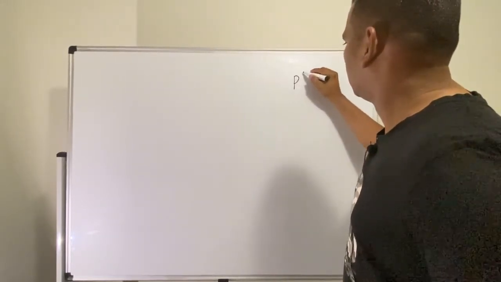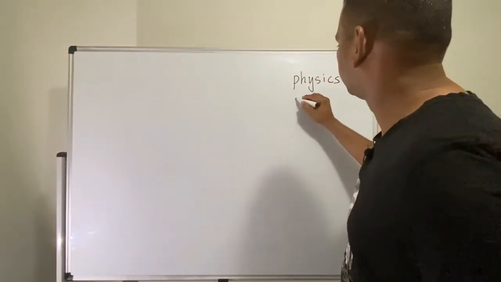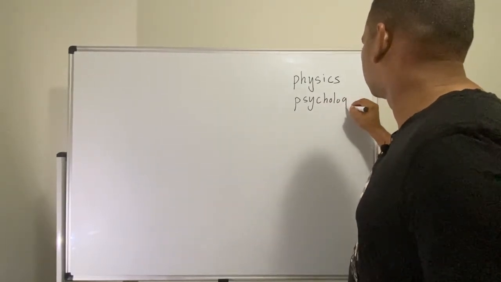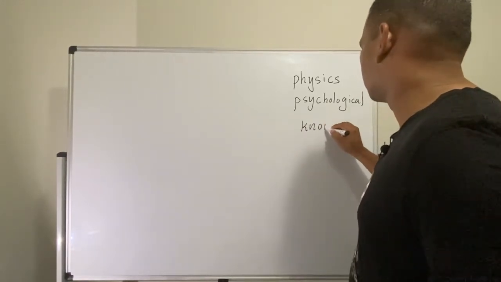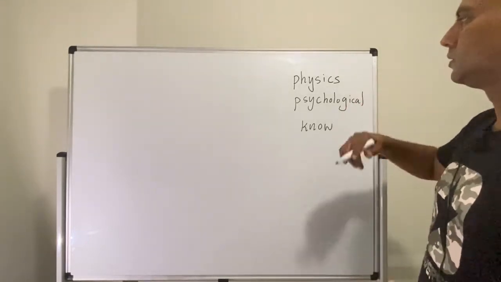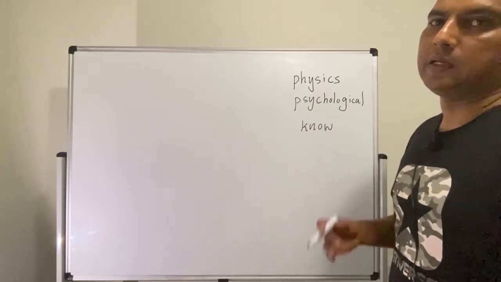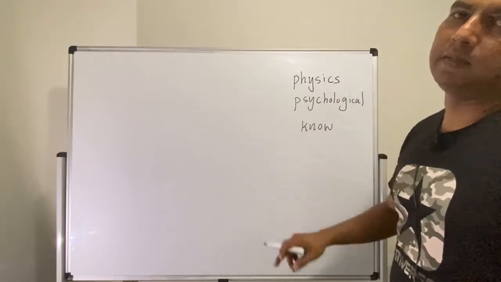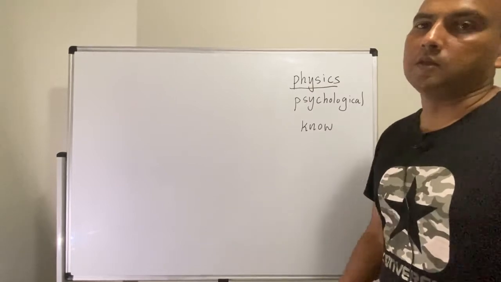If you take these words, for example, physics, bhautika vidya. So what happens is, this ph comes together and gives the sound f. So therefore, if you look for this word in the F section, you will never find it. So it's important for you to know the spellings of this word.